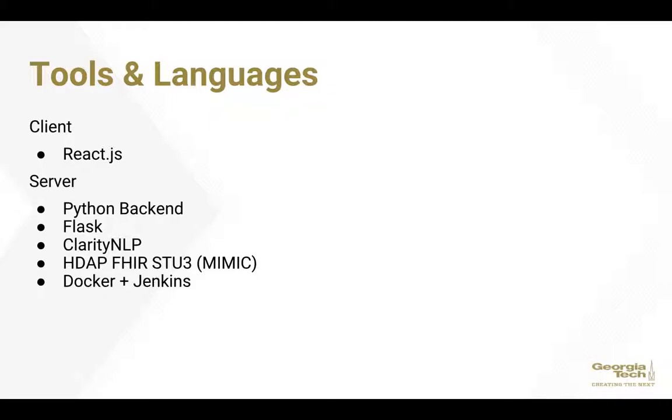In the tools and languages, at the client side, we'll be using React.js. At the server side, it will be a Python backend. The framework we'll use is Flask. Clarity NLP is the module used for the NLP tasks. The MIMIC data set is in an HAPI server, for which all the message passing will be done through FHIR. And finally, Docker and Jenkins will be used for deployment and testing.